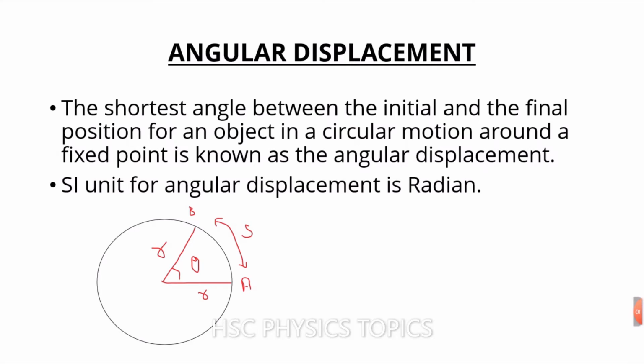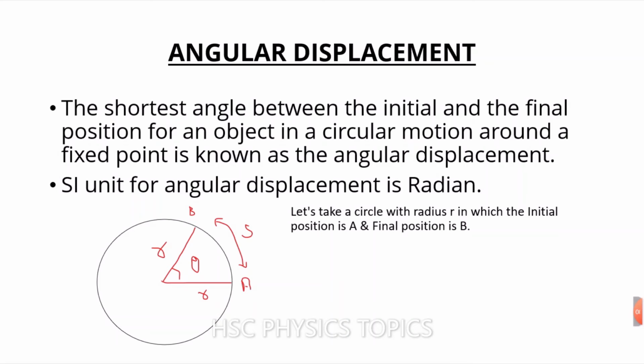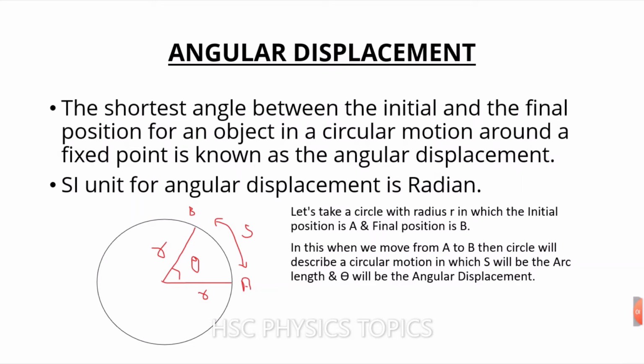Suppose we take a circle with a radius r, with the initial position given by A and the final position given by B. When we move from A to B, the object describes a circular motion in which s will be the arc length and theta will be the angular displacement. So we can write theta, which is the angular displacement, as s by r.